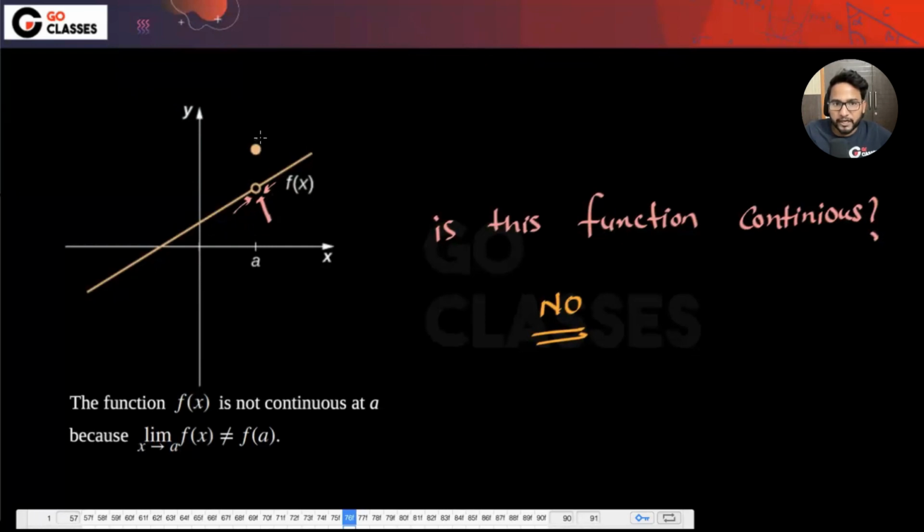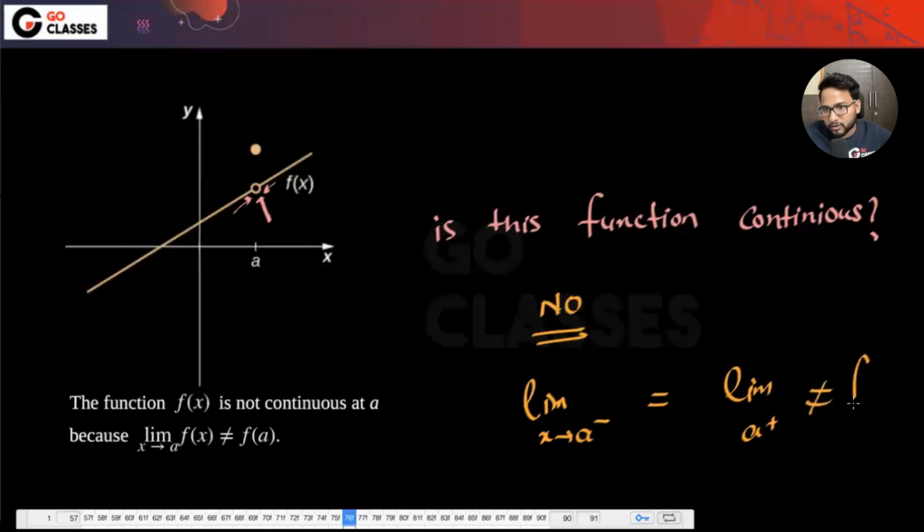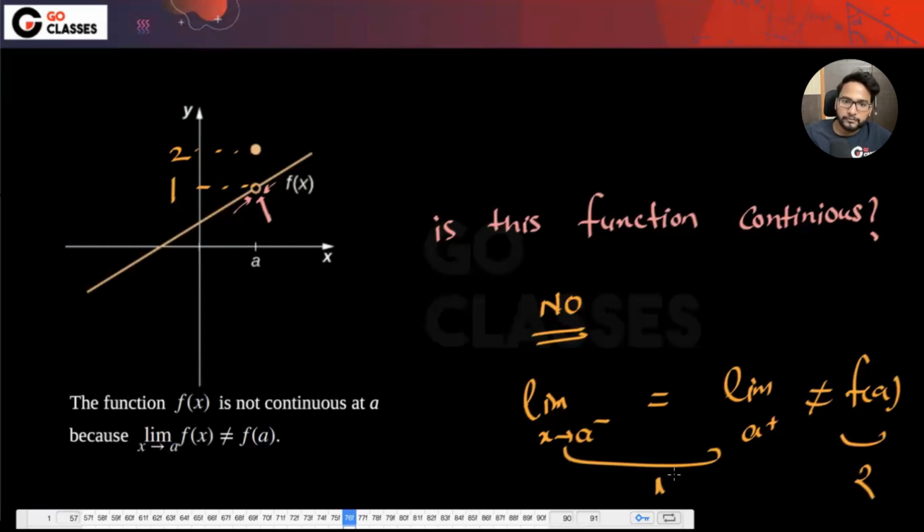No, f(a) is defined, f(a) is this particular value. So you can say that limit a minus is the same as limit a plus, but it is not the same as f(a). No, empty means this is not in the continuity. The value of f(a) is, let's suppose, 2. So f(a) is 2, and let's suppose this is 1. So these values are 1, and this value is 2.